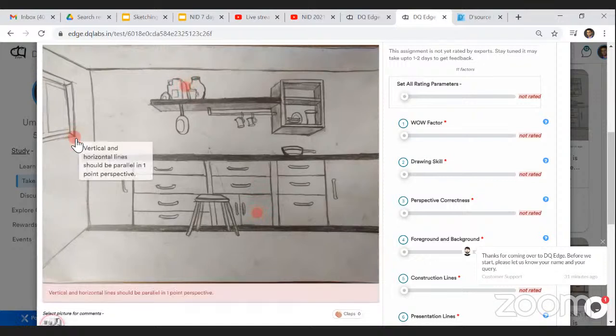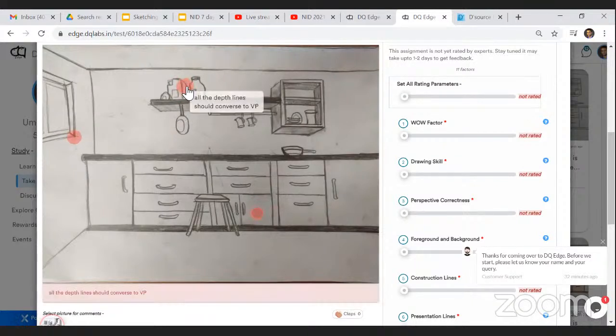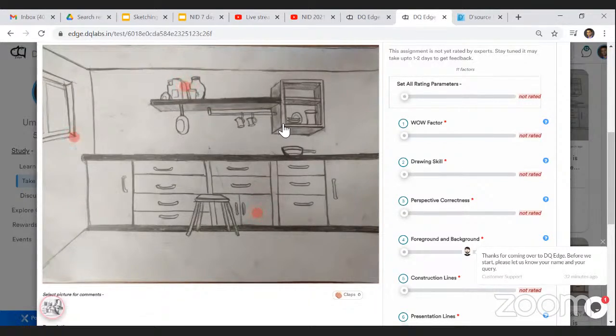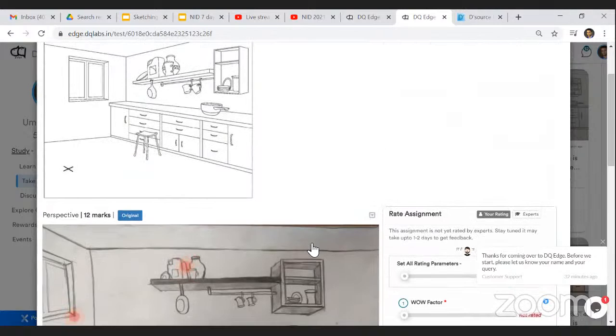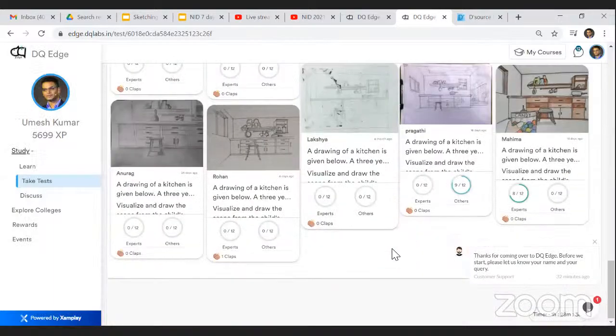For example, vertical and horizontal lines should be parallel in one point perspective. So this line is not parallel to this line, right? So there are so many things that you can learn by looking at other students' sketches. For example, all the depth lines should converge into the vanishing point. So all these lines should be going through the vanishing point, right? So you can gain plenty of experience and insights by just looking at the other student drawings.